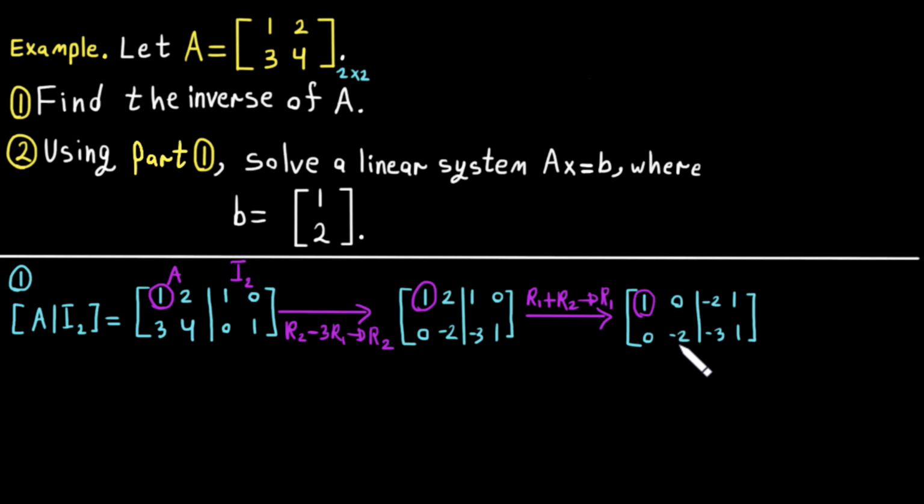Here you have leading one. Now we have to make this one equal to 1. We want to divide by -2 with the whole row. This row remains the same. I will speed it up.